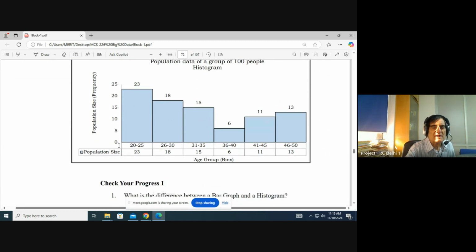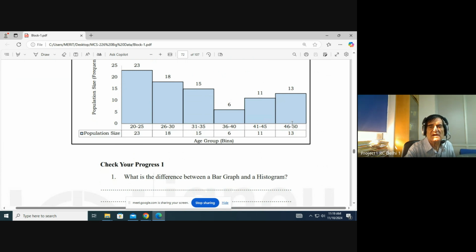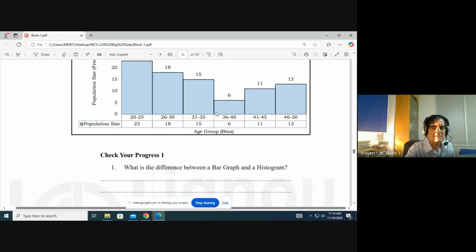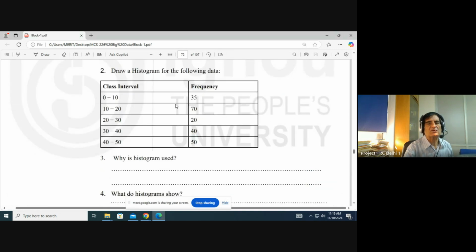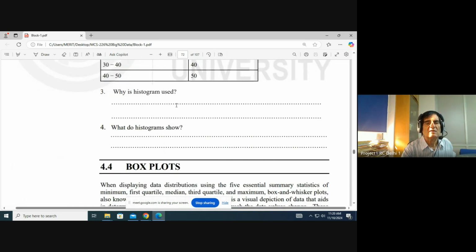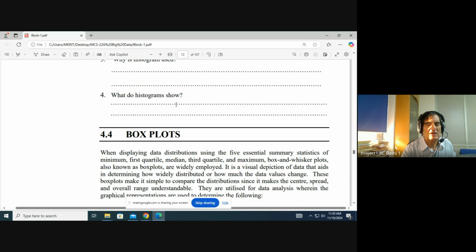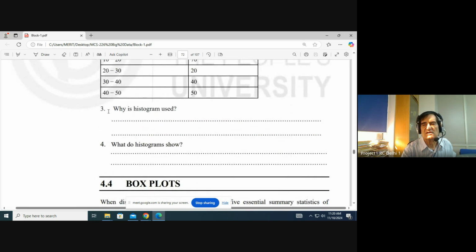Age group of the people and all that. There are 20 to 25 and a few 46 to 50, 13. But 36 to 45, 4 are the minimum people there. Then you can say histogram for the following data: 0 to 10 is 50, 10 to 20, 70, and all that. So this is the histogram for data. You can plot this also. That's what a histogram shows and why a histogram is used. You can have salaries, age differences, height differences, men and women, all that.